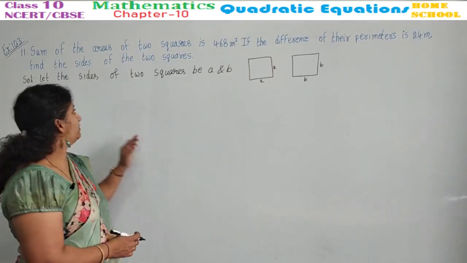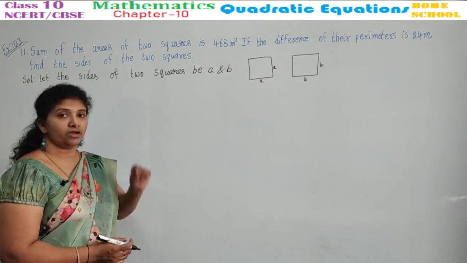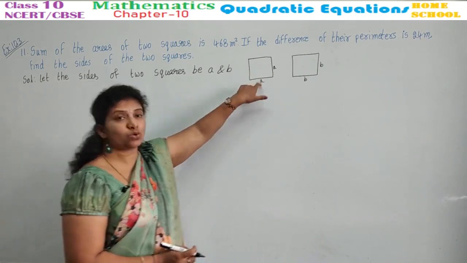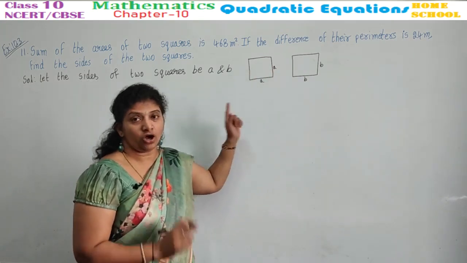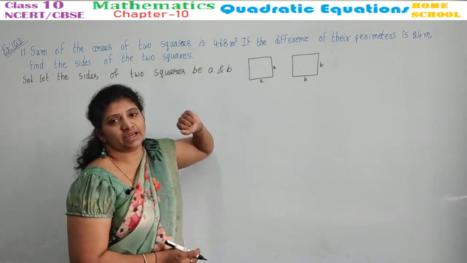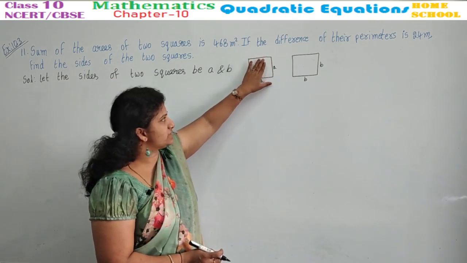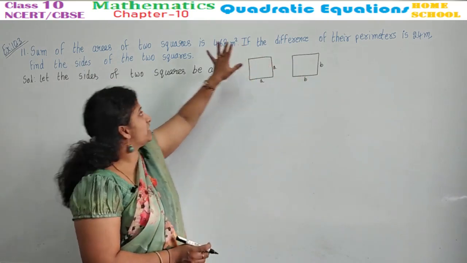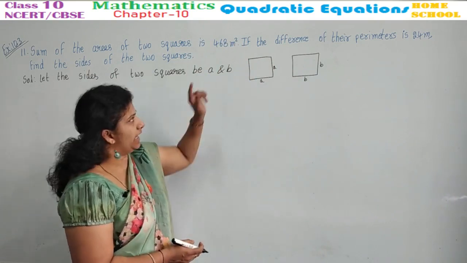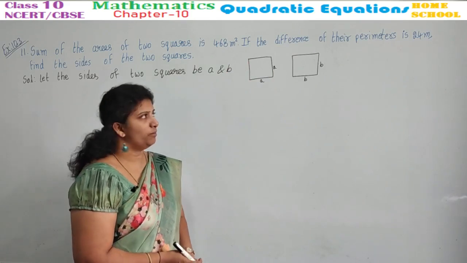Let's see the 11th problem. Sum of the areas of two squares. Here squares, don't be confused. Here we are talking about two squares, right? Not whole square. Is 468 meters square. Sum of the areas of this square plus area of this square is equal to 468 meters square. One equation we got. Another, if the difference of their perimeters is 24 meters.